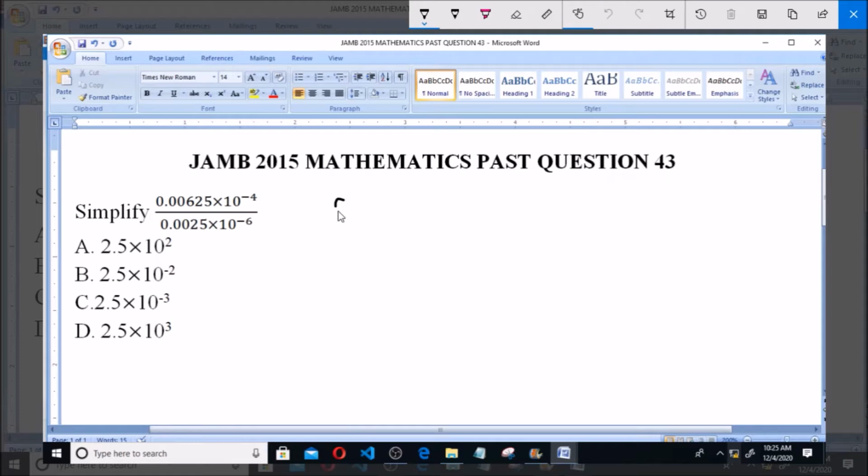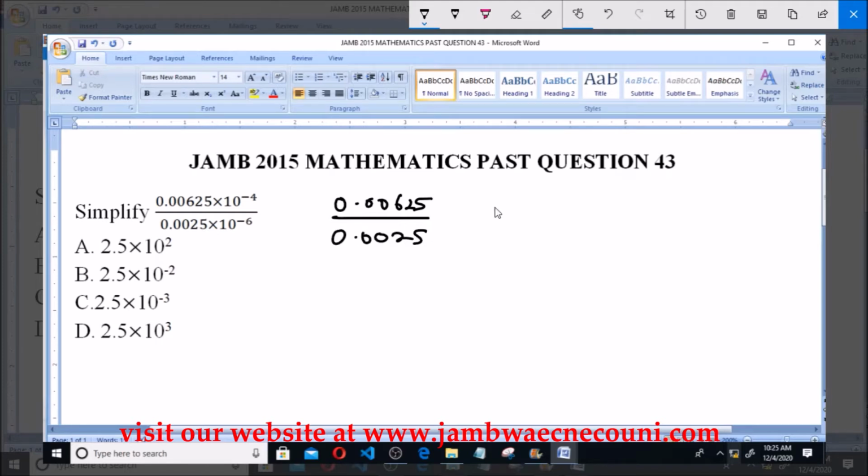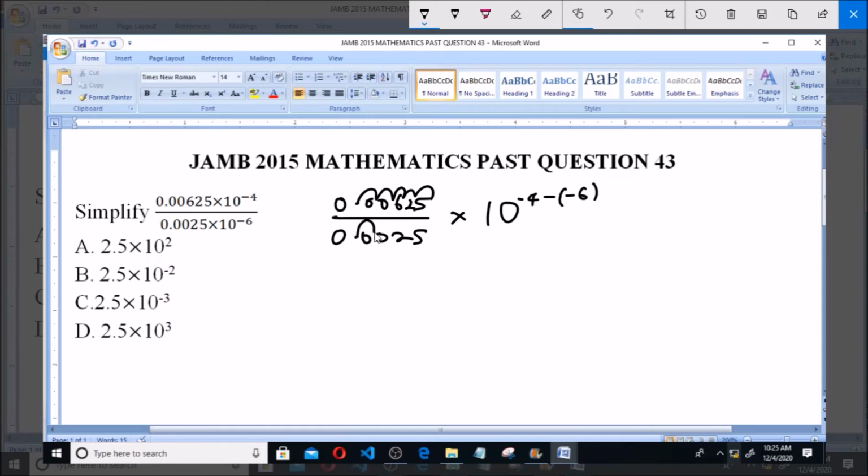We have 0.00625 all over 0.0025, then multiply by, now using indices, we have 10 raised to the power of minus 4, then since it's divide, minus 6. Now from this, whatever we do to the numerator will also be applied to the denominator. So when we move this 1, 2, 3, 4, 5, we also do the same 1, 2, 3, 4, 5.